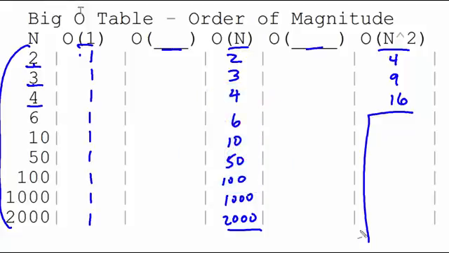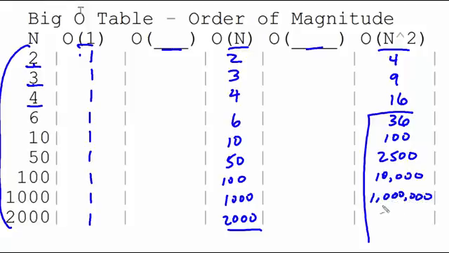Okay, let's see how you did. 6 squared is going to be 36. 10 squared is 100. 50 squared is 2,500. 100 squared is going to be 10,000. 1,000 squared will be 1,000,000. And then 2,000 squared will be 4,000,000.